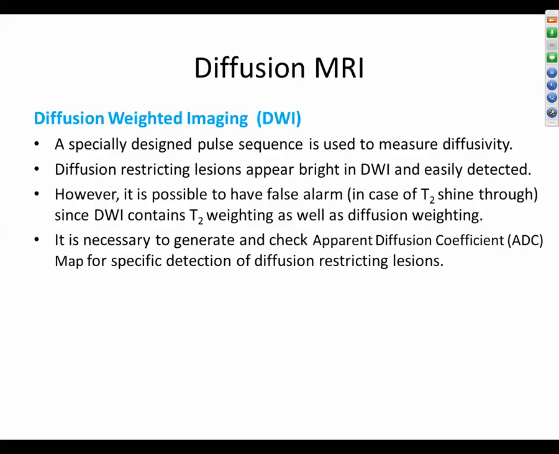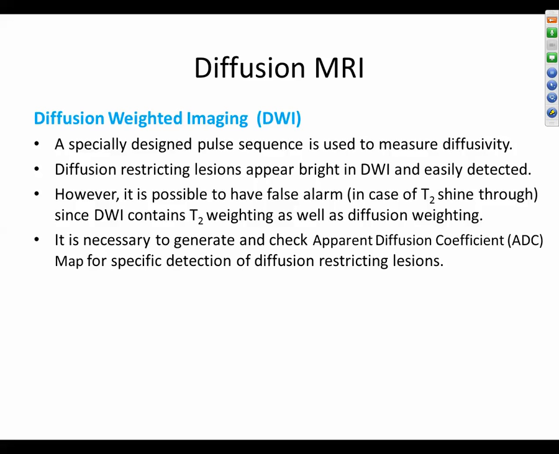Diffusion can be measured using an MRI technique. We call it diffusion-weighted imaging. Basically, it's a specially designed pulse sequence that is used to measure the diffusivity of tissues. Before we go into the technical detail, we want to keep some most important clinical conclusions in mind, and later on we'll gradually explain why they look like that.